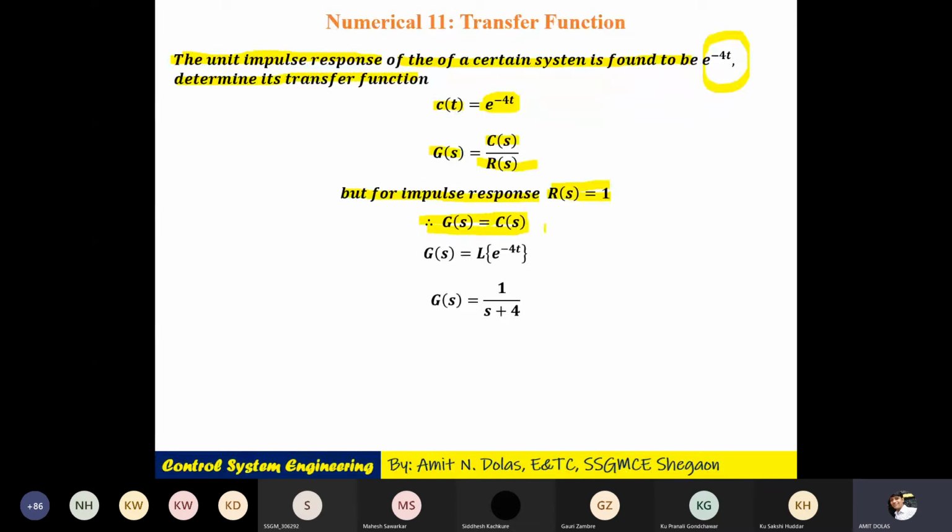Therefore, your transfer function G of s will be equal to C of s. So what is C of s? C of s is nothing but the Laplace transform of c of t. So G of s will be the Laplace transform of e raised to power minus 4t. And its Laplace transform we know from the second lecture PPT. That is G of s is equal to 1 upon s plus 4. Again, 3 to 5 marks. So in this way, we got the transfer function for the particular problem.